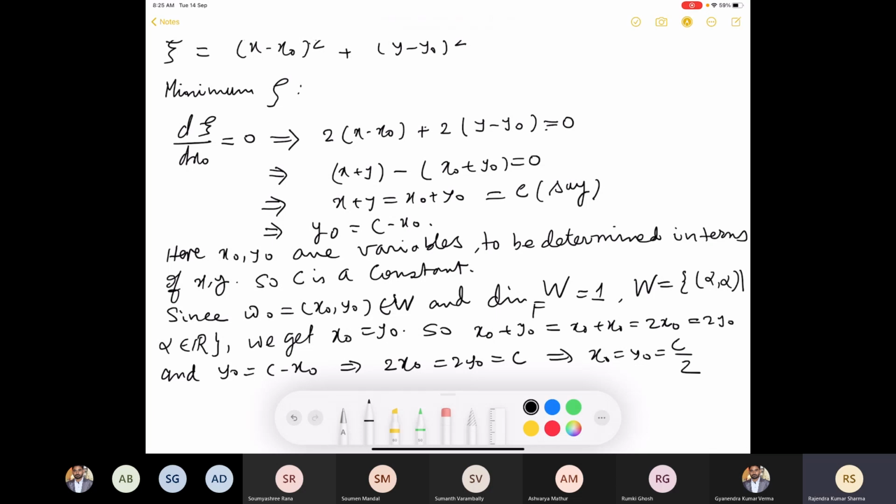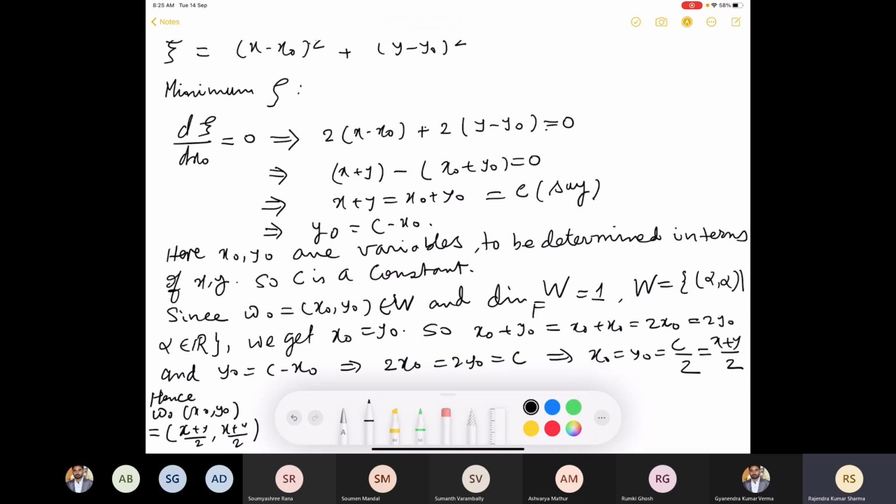And c is x plus y, so this is (x plus y) by 2. And hence you can put coordinates of w naught, x naught, y naught, coordinates are (x plus y) by 2, (x plus y) by 2. So this is the coordinates of this point w naught.